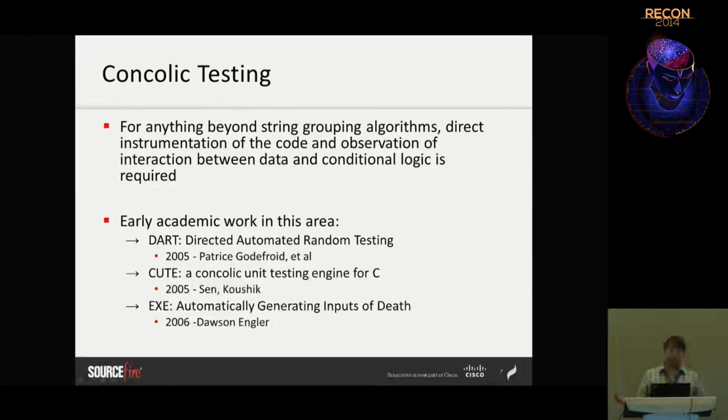CUTE was the follow-up to that in the same year. And then finally, EXE was produced by Dawson Engler's group, and this is a group that ended up producing KLEE, if you're familiar with KLEE today. So these were early approaches, but they lacked the scalability and the applicability that later research that came out of Microsoft was able to produce. Primarily, the main system flaws here were not taking advantage of the symbolic reasoning in an efficient manner, so they were spending way too much time trying to solve the constraints and not producing as many outputs as we'd like.